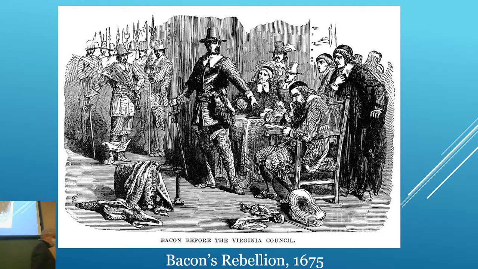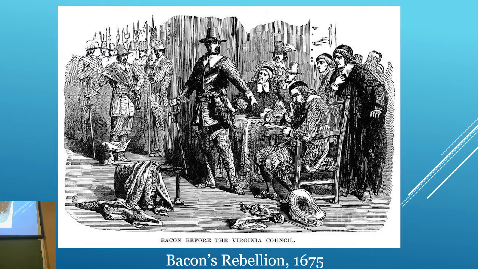Governor Berkeley basically blocks him. And so Bacon and his men march on Jamestown, take over Jamestown, and run it for a couple of months, leaving Berkeley and his men basically quaking in fear. Berkeley gets English troops to try to put down Bacon's rebellion, and those troops succeed, but not before Bacon burns Jamestown to the ground. He and the others are captured. Most of them are executed.